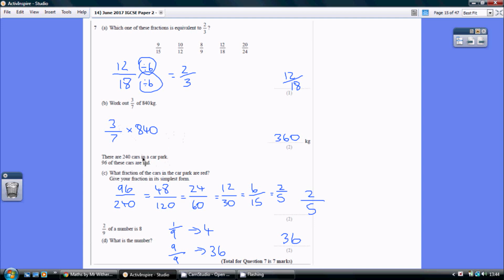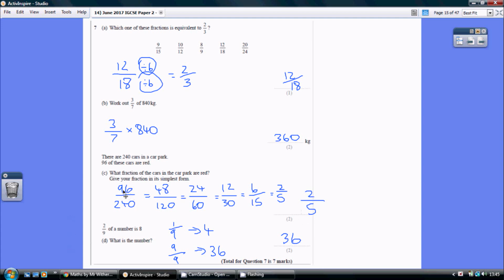Now, we're told there are 240 cars in a car park. 96 of these cars are red. What fraction of the cars in the car park are red? So it's 96 out of 240. If we put that into our calculator, yes, it gives us 2/5. So if you put 96 over 240 into the fractions button on the calculator and press equals, it automatically takes you to 2/5. Given we've got the luxury of using a calculator on this IGCSE paper, just simply put your 96 over 240 into your fractions button, press equals, and you get 2/5.